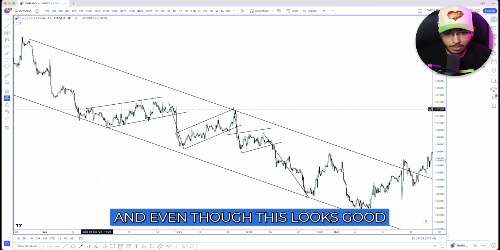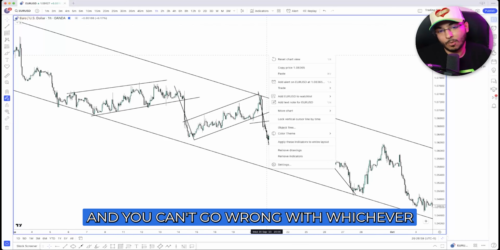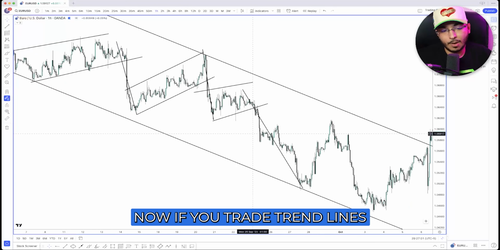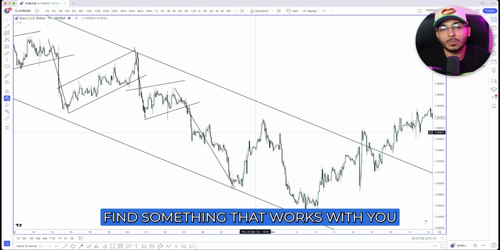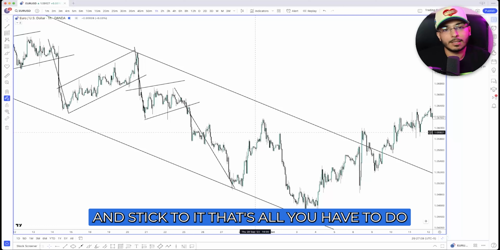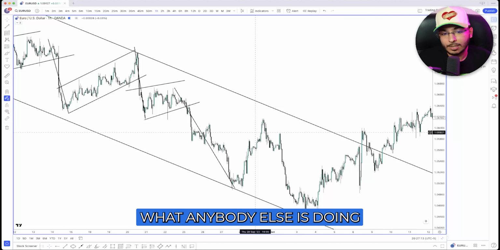And even though this looks good and makes a lot of sense, there are so many different ways to trade, and you can't go wrong with whichever way you decide to go with. Now, if you trade trend lines and you enjoy trend lines, all you gotta do is find something that works with you and stick to it. That's it. All you gotta do is figure out what works for you, stick to it. Don't worry about what anybody else is doing.